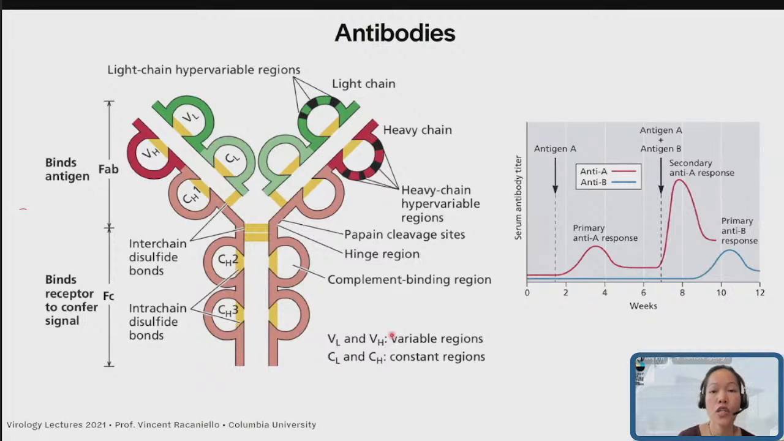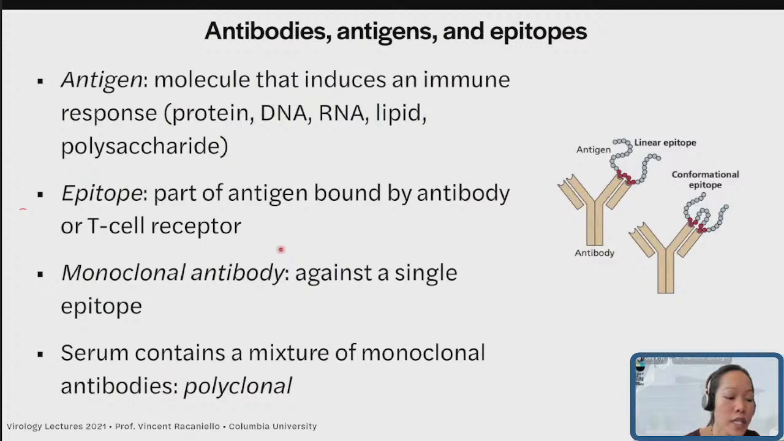So the concept of antibodies, antigen, and epitope. So yung antigen, siya yung molecules na nag-induce ng immune response. So pwede siyang protein, DNA, RNA, lipid, polysaccharides. And then yung epitope naman, yung part ng antigen. So antigen could be a viral protein. Let's say a spike protein of coronavirus. Yung epitope na nandun sa spike, usually yung receptor binding domain.